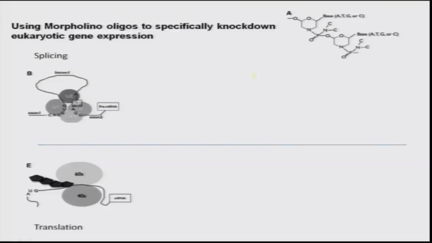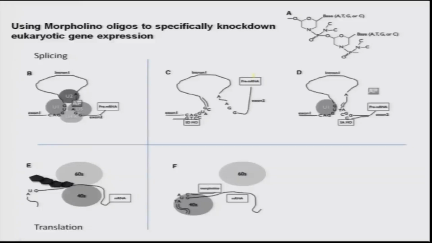The question is, how does this oligo or the morpholino really affect the gene or the RNA from splicing? There are two ways it can do. For example, it can even affect the splicing of the RNA.